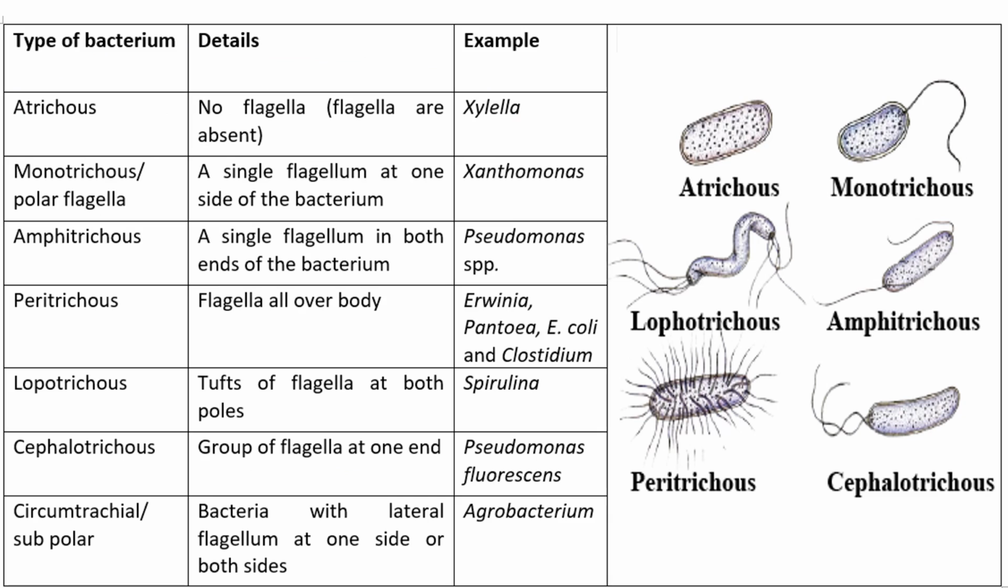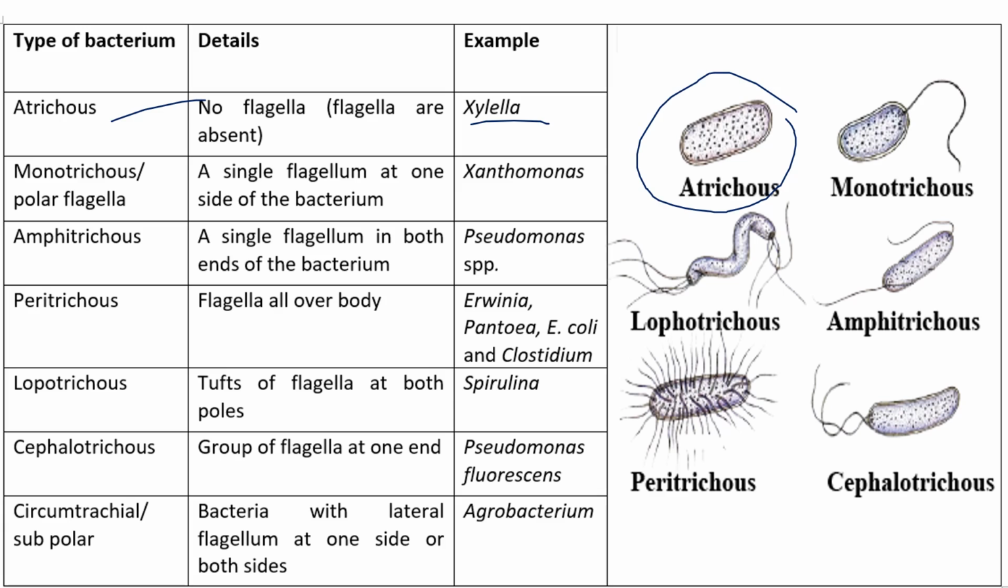And the types of bacterium, the types of flagella, right? Atrichous means, A means no, trichous means hair-like structure, that is generally we can call as a flagella, right? Atrichous, which means no flagella are present. Example is Xylella. This is an atrichous example.